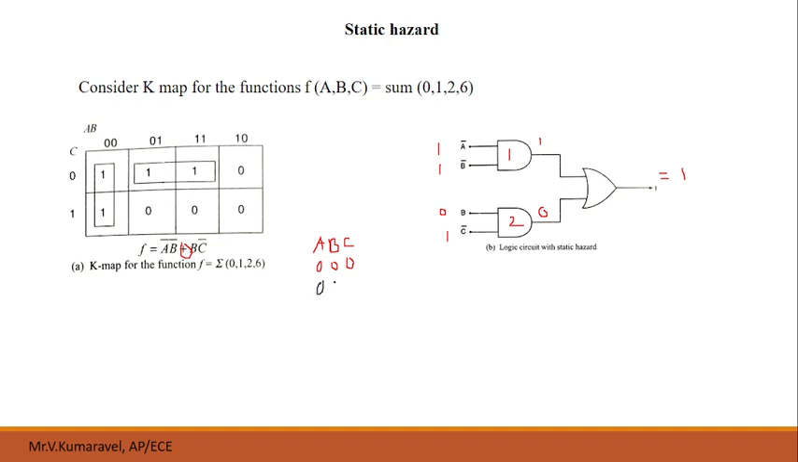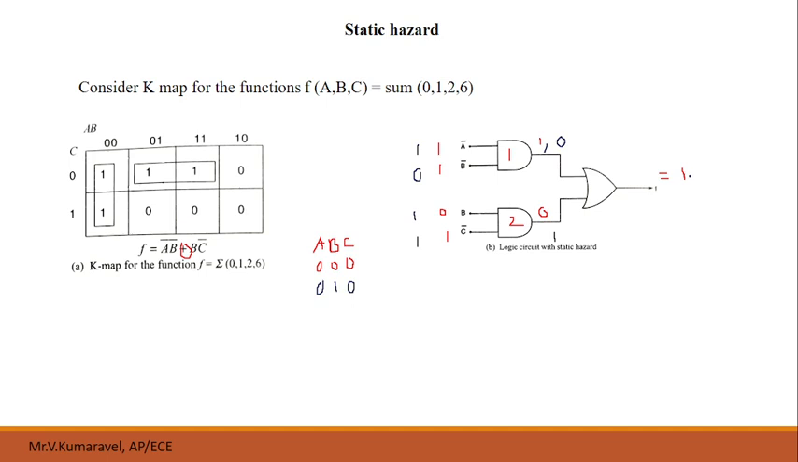Now let us consider when b changes from 0 to 1. So the inputs are 0, 1, 0. Now a bar is 1 and b bar is 0. What happened to the first AND gate output? Now the first AND gate output is 0. Similarly, when this input is applied to the second AND gate, b should be 1 and c bar should be 1, so the second AND gate output should be 1, and we are expecting our output to be 1.